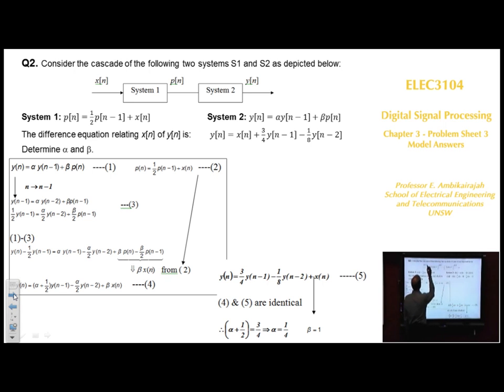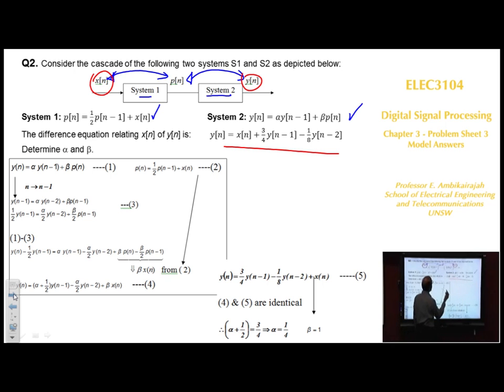In the second one, you've been given a system 1 related by p[n] and x[n]. System 2 is related by w[n] and p[n]. You're given equations 1 and 2, and the equation relating y[n] and x[n] is also given here. However, in system 2, we've got 2 constants, alpha and beta, 2 multipliers. We've got to find alpha and beta by combining those two equations.